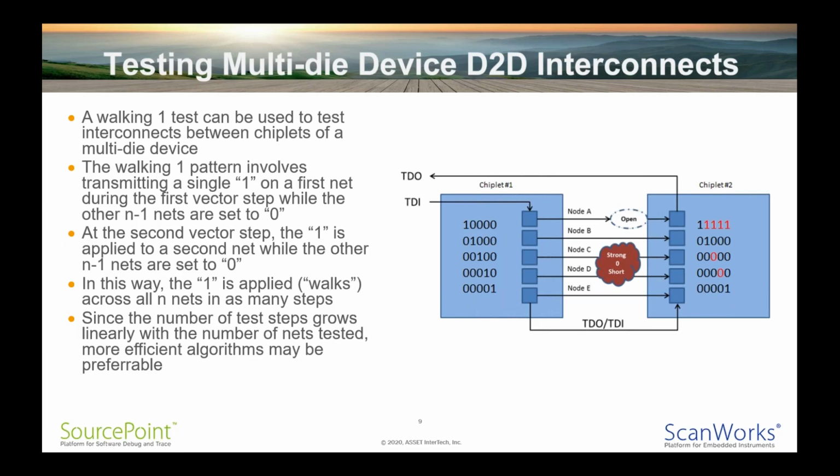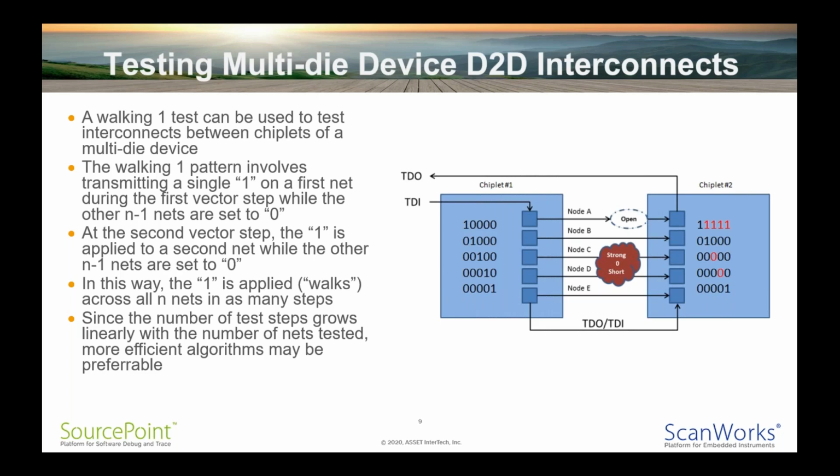A walking ones test tests interconnects between chiplets of the multi-die device. The walking one pattern involves transmitting a single one on the first net during the first vector step, while the other n-1 nets are set to 0. At the second vector step, the 1 is applied to the second net, while the other n-1 nets are set to 0. In this way, the 1 is applied and walks across all n nets in as many steps.